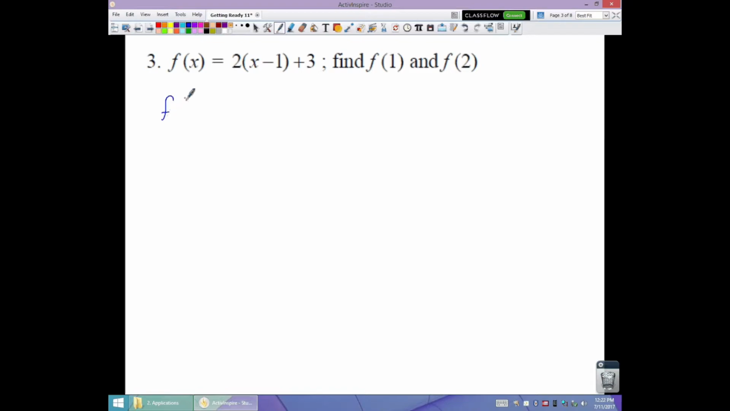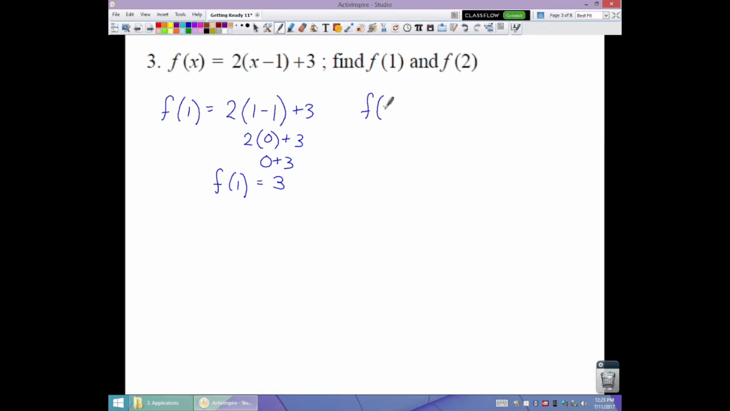So f of 1 means we plug a 1 in here where the x is. So 2 times 1 minus 1 plus 3. Order of operations tells us to start in the parentheses. 1 minus 1 is 0. So that's 2 times 0 plus 3. Multiplication before addition, so that's 0 plus 3, which is 3. So f of 1 is 3.